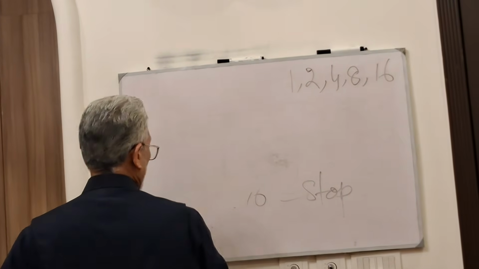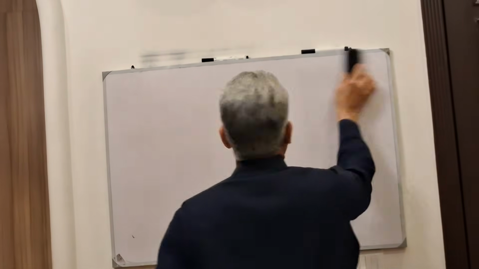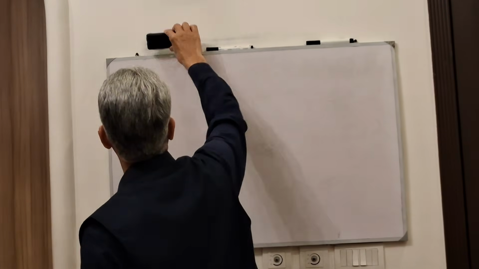Now, let's go ahead. Where do you get this factor pair where both numbers are the same? 4 and 4, 4 into 4. 3 into 3. 2 into 2. 1 into 1. 5 into 5. 6 into 6. 7 into 7. 8 into 8. I mean, such kind of factor pair.